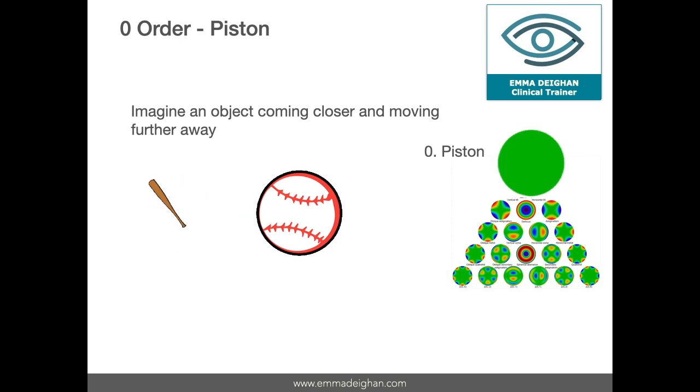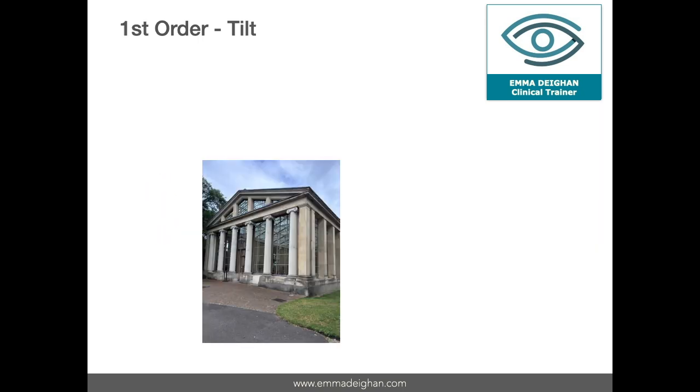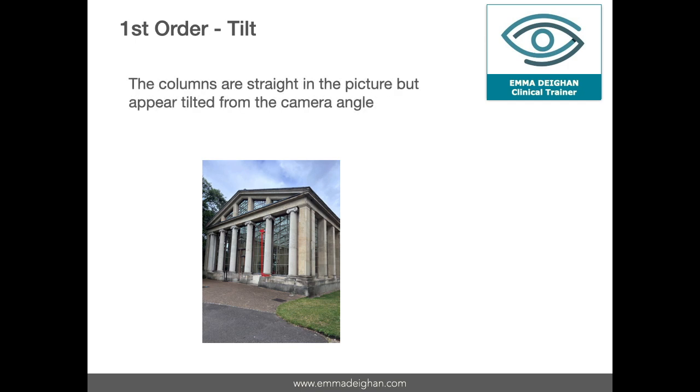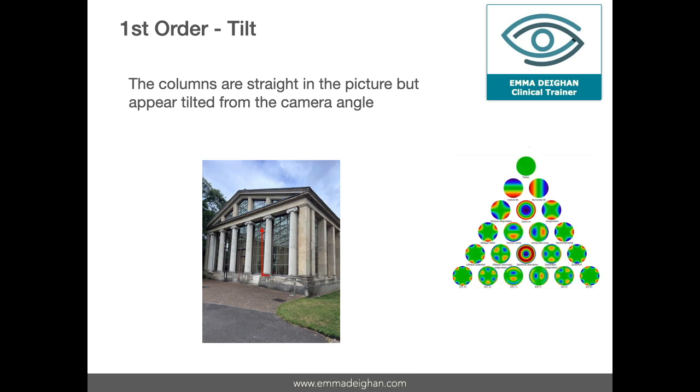Zero is piston. Tilt is the first order aberration, and this relates to when we look at straight lines. We assume here that the columns are straight at 90 degrees to the bottom of the building. However, because of visual anomalies like parallax, that column isn't actually straight, but we perceive it as straight. That's what tilt is. Tilt is how much an image is tilted where we're looking at it. That is the first order.